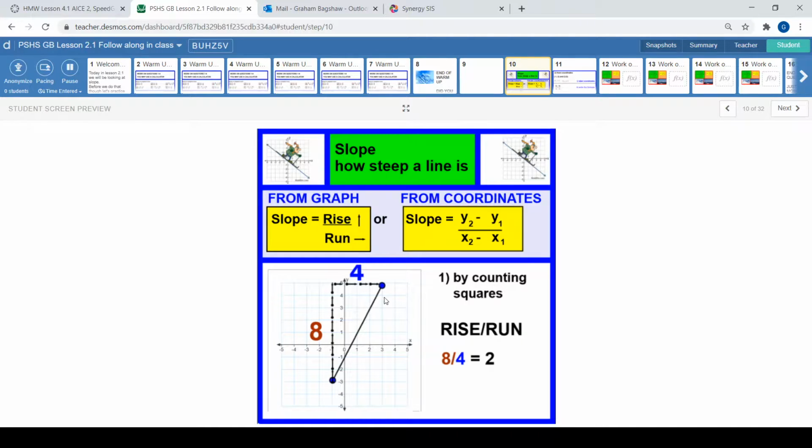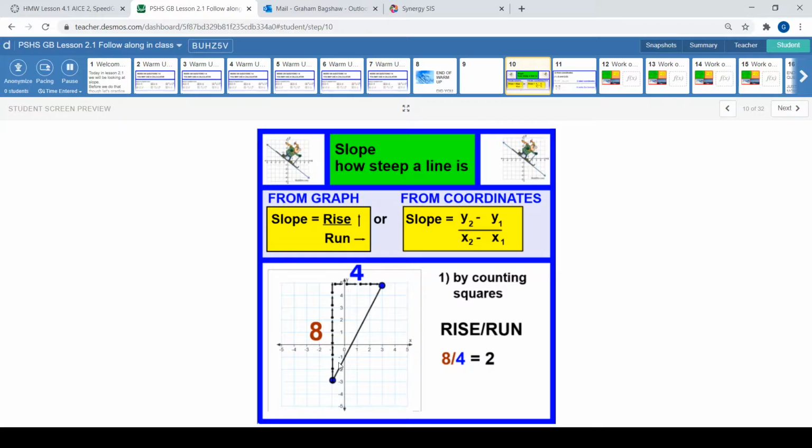So whenever we have 2 points, and there's 2 points plotted here, kind of like reading a book, start from the left. So start from this point here. Figure out how many squares you need to go up. I've done little arrows so you can see, until you're level with this point here. So I counted up 8 squares. Count how many squares you go to the right, 4 squares. And then by doing rise over run, 8 divided by 4 is 2.